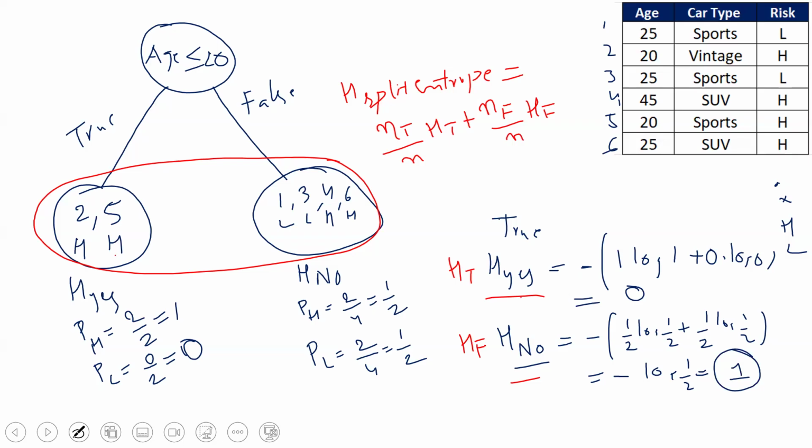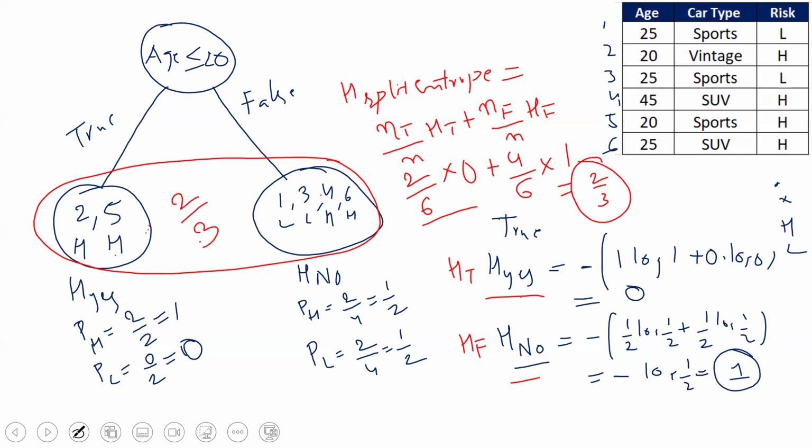The number of records on this side is 2, out of a total of 6, since 4 plus 2 is 6. On the true side, we have 2 records times the entropy of true, which is 0, plus the false side with 4 records out of a total of 6, times the entropy of the false side, which is 1. So this comes to 2 by 6 into 0, which is 0, plus 4 by 6 into 1, which becomes 2 by 3. That is the split entropy. So the entropy of this split is 2 by 3. That is the first thing you have to understand.